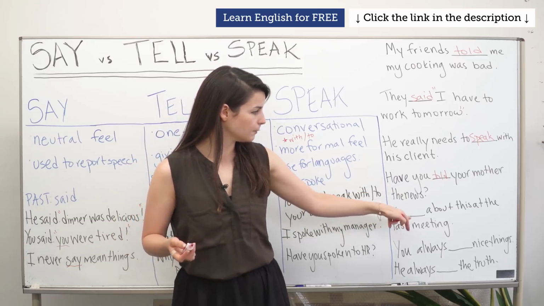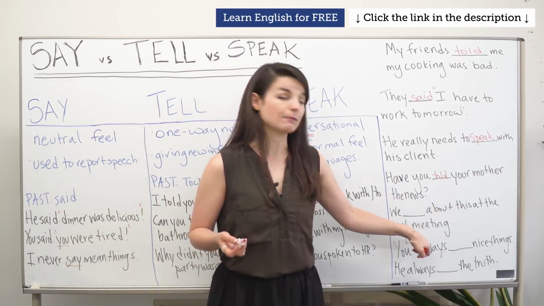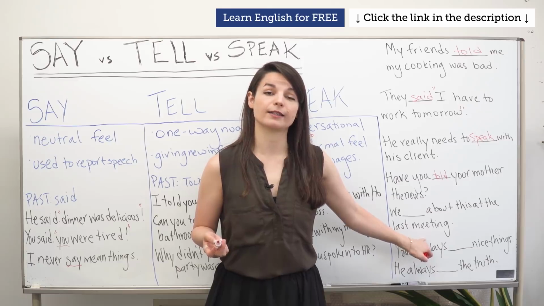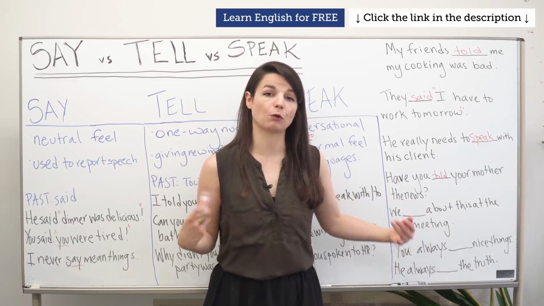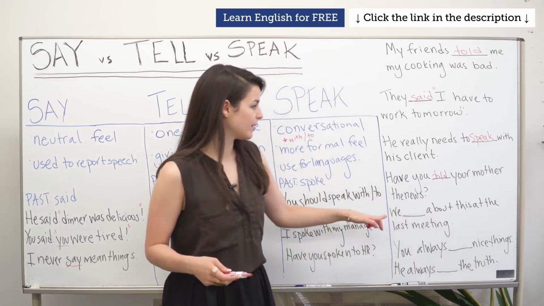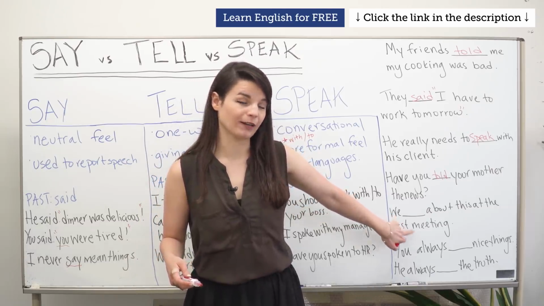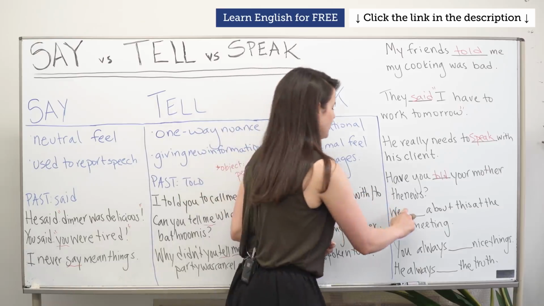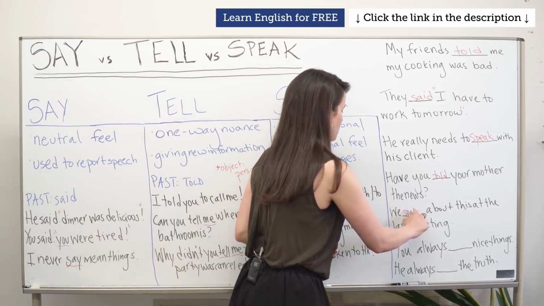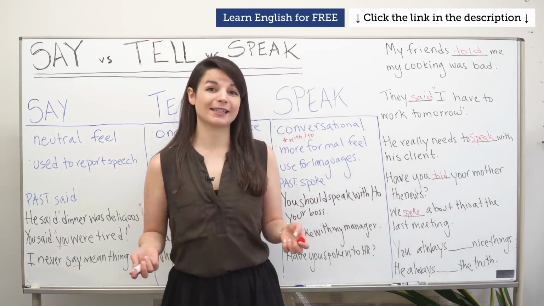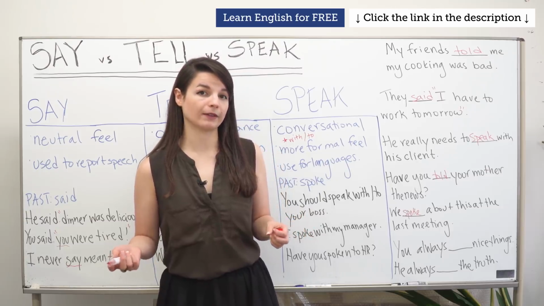We something about this at the last meeting. So again, meeting here is a big hint that it is a work or a more formal situation. We see that this is the last meeting, so something that has finished already. So let's use past tense, spoke. We spoke about this at the last meeting.